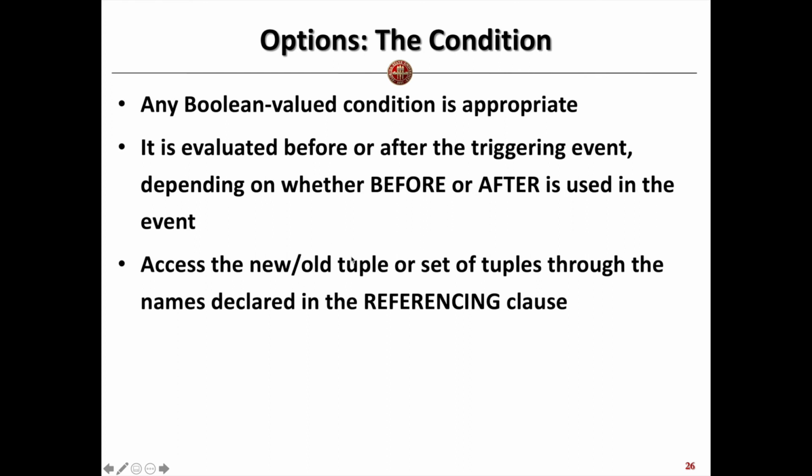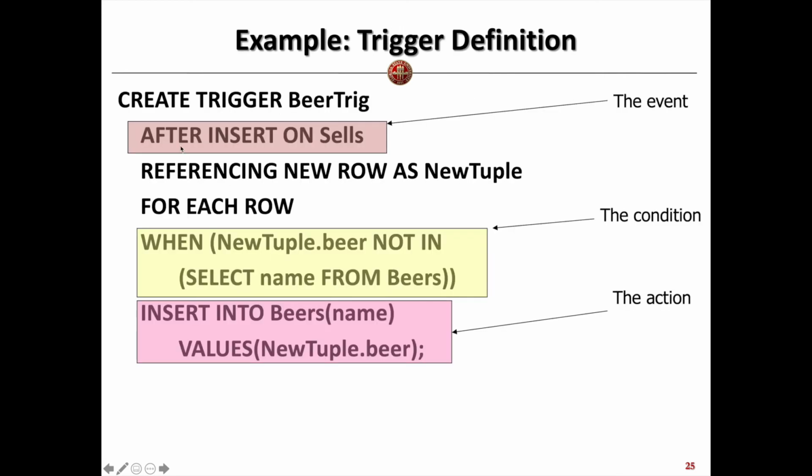In general for the condition, any Boolean value of the condition can be used here. It is evaluated before or after the trigger events, depending on the keywords we use here. If we have after, then the condition will be checked after this event. If we have before for the event, then the condition will be checked before the event. Depending on the keywords we use to define the event here.